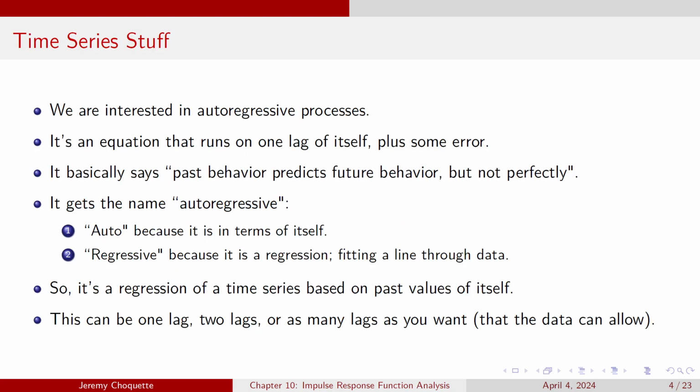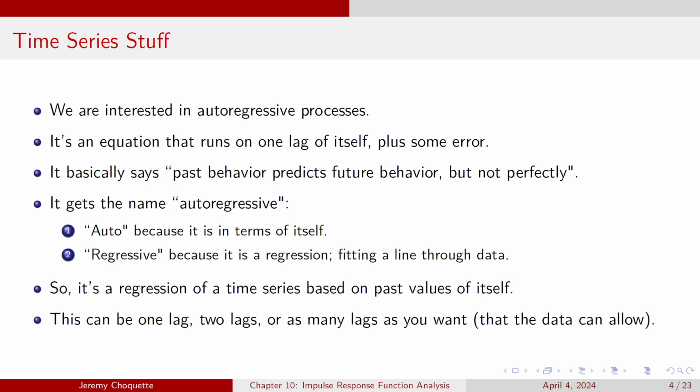Now, what we're going to be interested in here is what's known as an autoregressive process. It's an equation that runs on a lag of itself, or more lags of itself, plus error. It's like saying past behavior predicts future behavior mostly, but not perfectly. The name autoregressive comes because auto, like in terms of itself, and regressive because this is a regression. If you've taken statistics and you remember linear regression, that's all this is. It's just a linear regression that is fit in terms of itself, namely past values of itself.